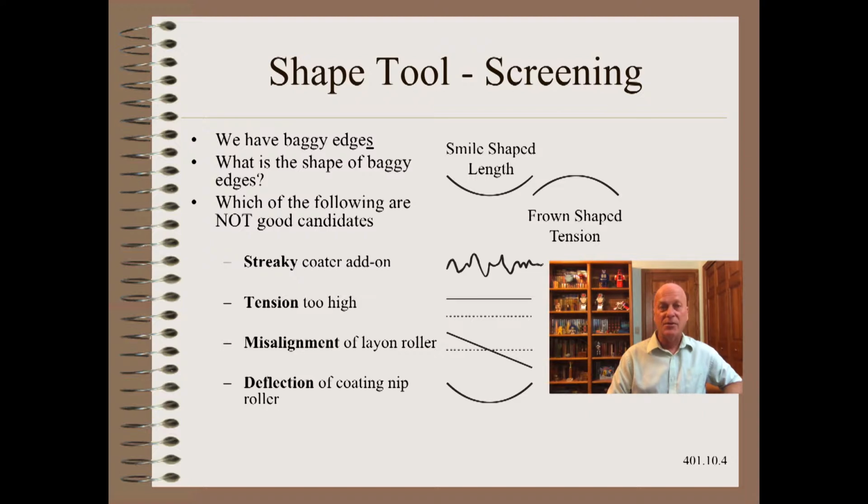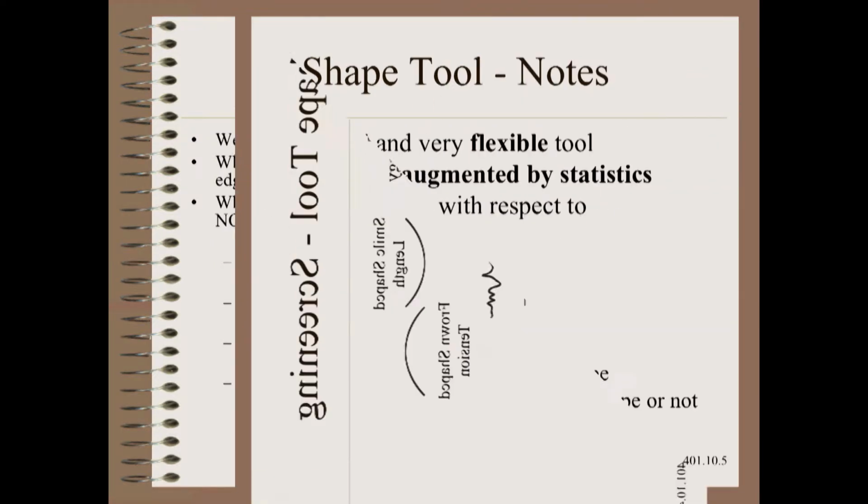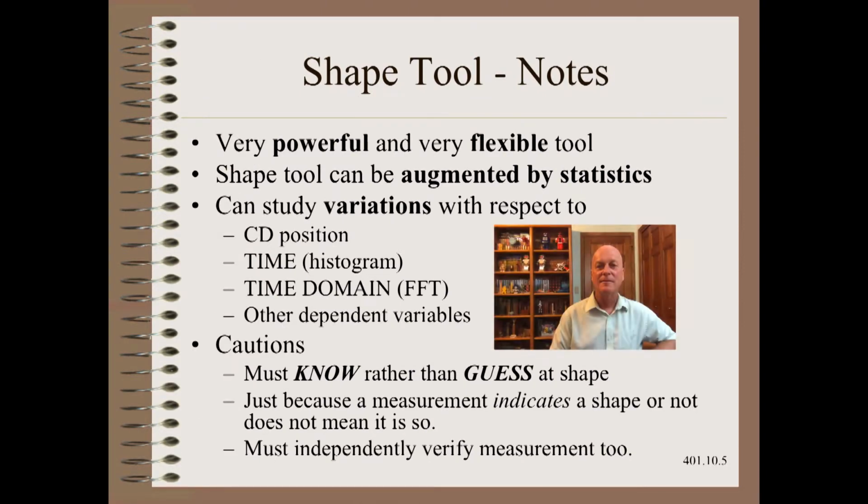Finally, deflection. Deflection has the right shape. Thus, deflection is eligible by shape alone. Whether it is a good candidate or not is a secondary discussion. It passed this screen. Yes, the Shape tool is powerful and flexible. Perhaps as powerful and flexible as science or statistics. Indeed, it can even be augmented by science or statistics if you wish.